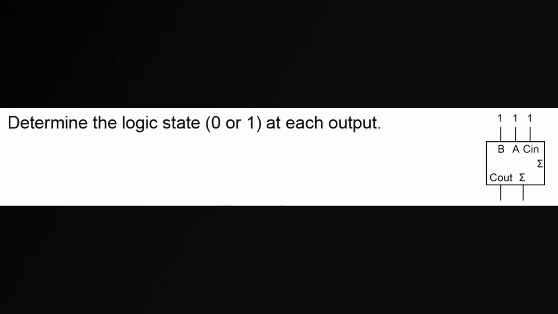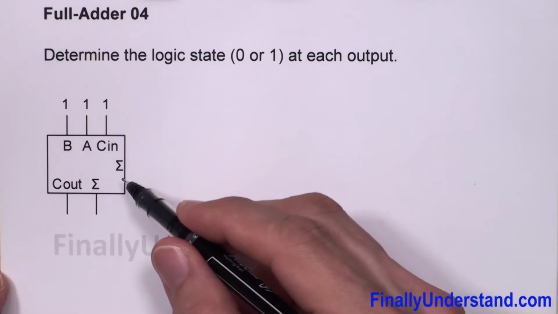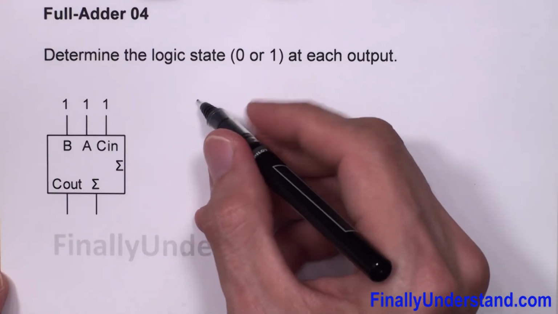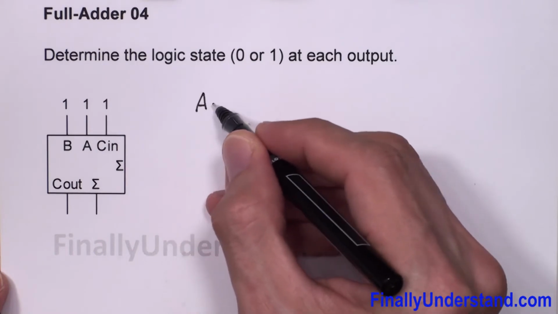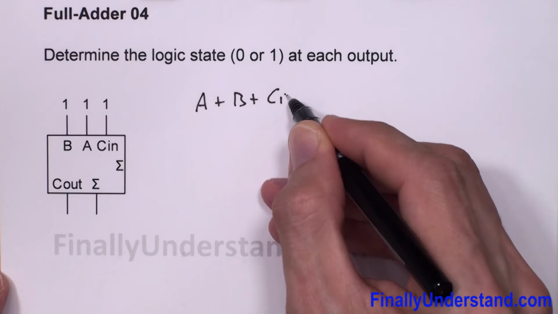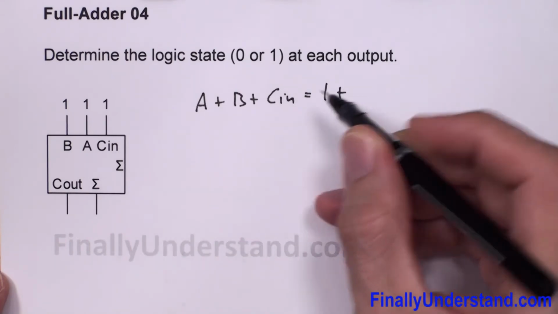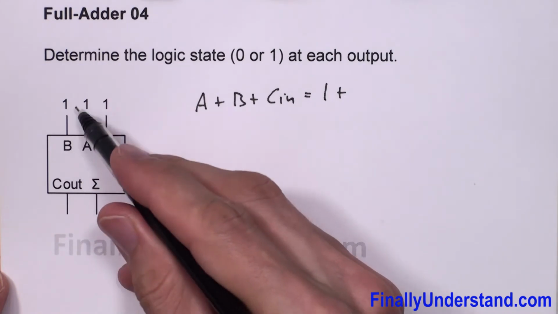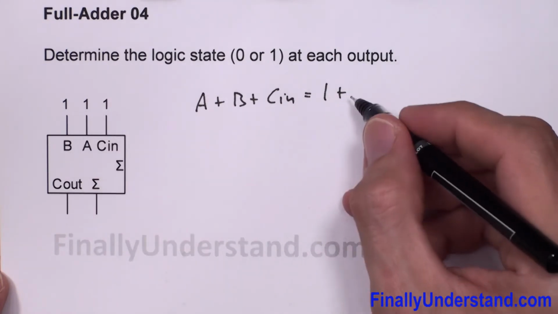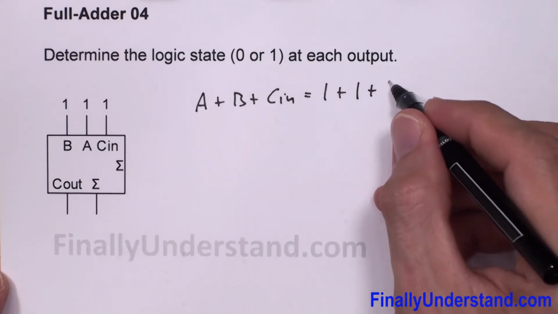Let's take a look at this example. Again, we are going to analyze a full adder, and we are going to use the block diagram. Like always, I'm going to write the formula. I call this formula A plus B plus carry in, where A is equal to 1, B is receiving also 1, and carry in is receiving also 1.